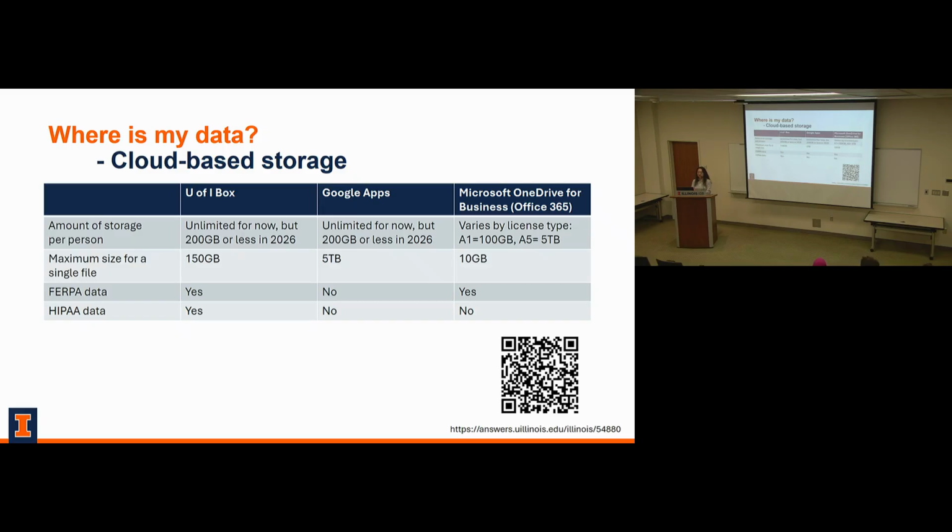And sometimes people have data that requires more protection, like the FERPA data that contains student transcripts or records. It's not allowed to be put on Google Apps. And protected health information such as HIPAA data, like the electronic health record, is not allowed on Google Apps or OneDrive. There is a version of Box that allows HIPAA data, but it's different from the common ones we use. If you scan the QR code here, there are more comparisons of each one. More detailed information is listed in there.